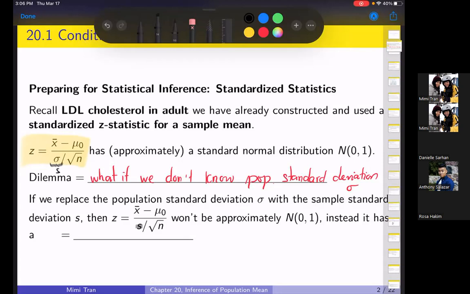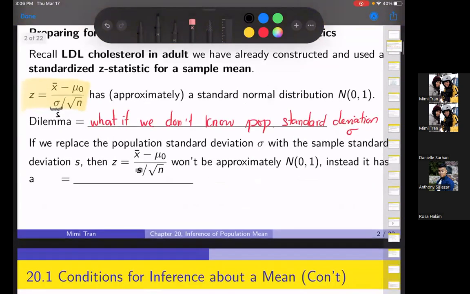By the way, the z now won't be approximately a normal distribution anymore. It has a new distribution. It's called a t-student distribution. I should have left more space here. So it's called the t-student distribution, and it's denoted t equals x bar minus mu naught divided by s divided by square root of n.